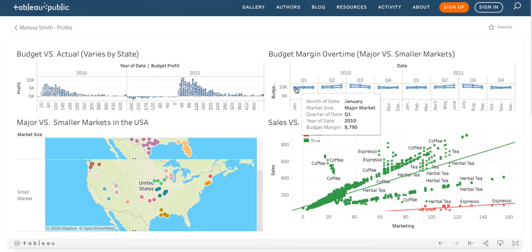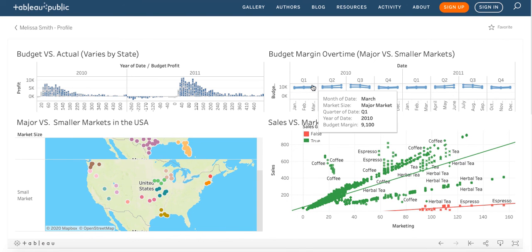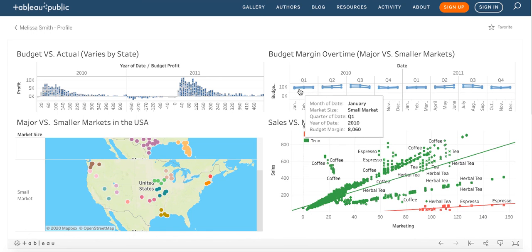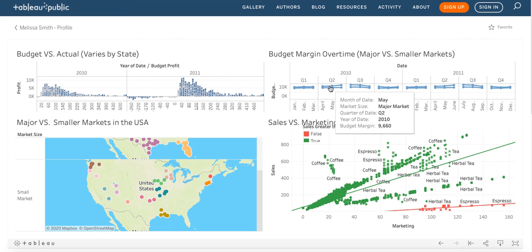So when we look over here, it doesn't necessarily tell you a particular state or anything, because I didn't want to get that particular in this graph as I had done for the rest of the graphs. I just wanted to get a general idea. So each quarter has 2 lines. One line consists of the major market, and the other line consists of the smaller market. And basically, it just tells you the general budget margin.